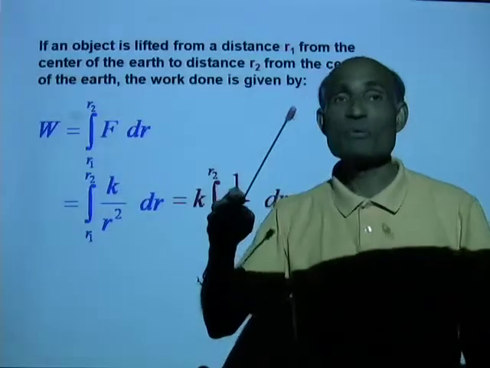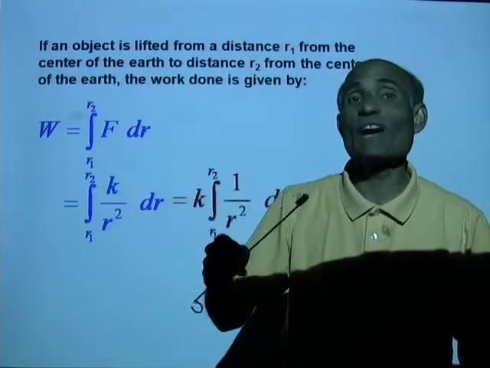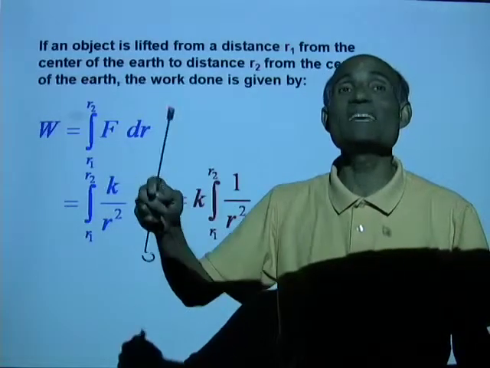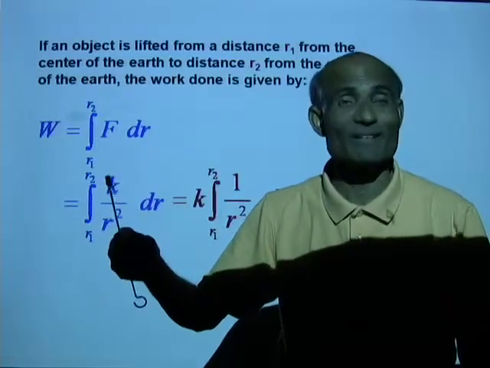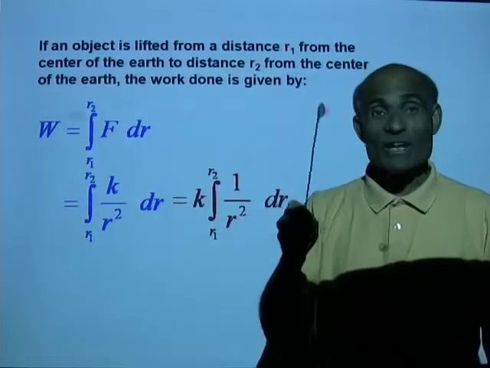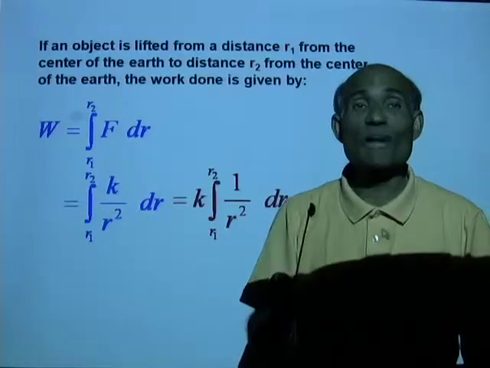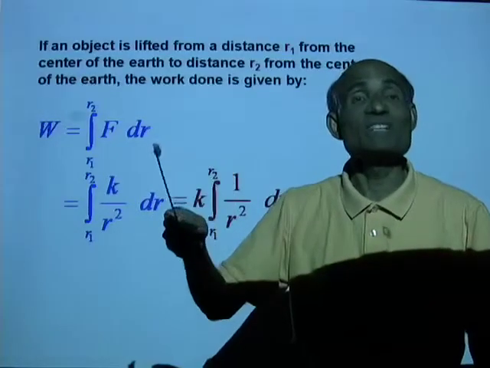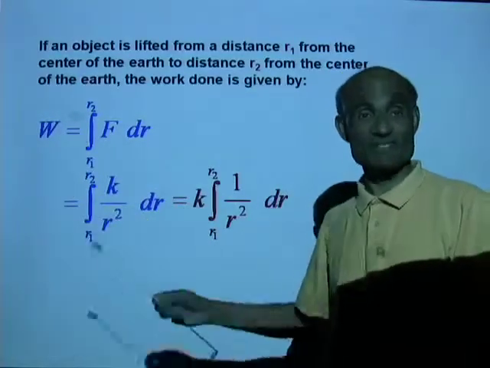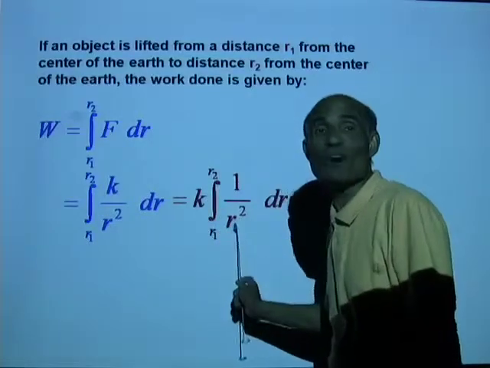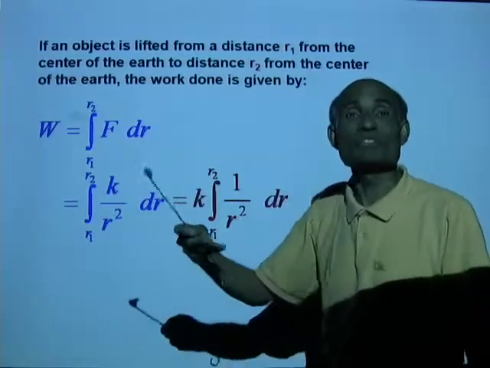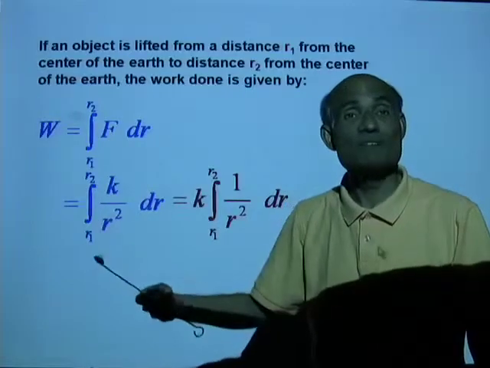Now remember, the derivative of 1 over x with respect to x is negative 1 over x squared. Therefore, the integral of 1 over x squared dx is negative 1 over x. So the integral of 1 over r squared dr is negative 1 over r.